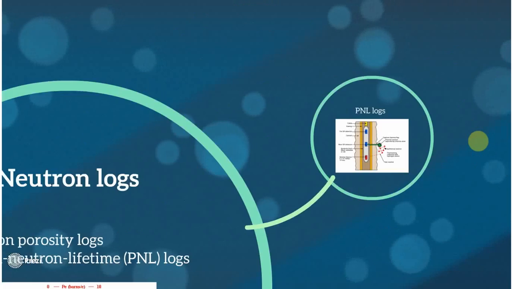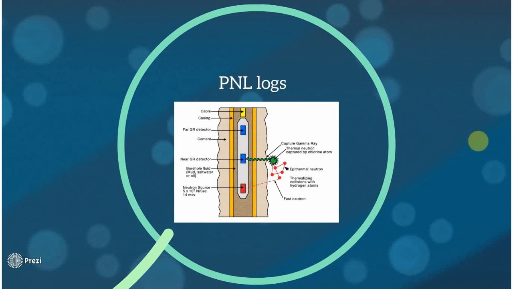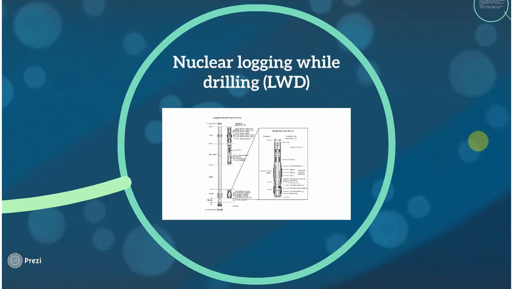The next type of neutron logs is the PNL logs. PNL logs measure the die-away time of a short-lived neutron pulse. They probe the formation with neutrons but detect gamma rays. The next type of nuclear logs is nuclear logging while drilling.